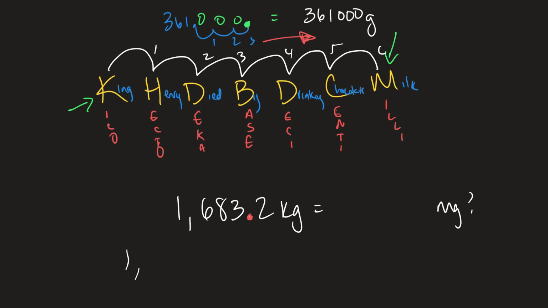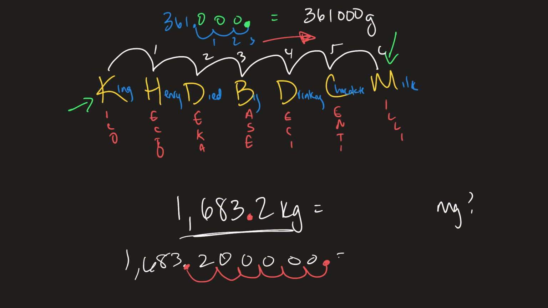It says 1,683.2 here. And I'm going to move it 6 times to the right. 1, 2, 3, 4, 5, 6. And here's my new decimal place. And I'm going to add all these zeros here. So that means that 1,683.2 kilograms is 1,683,200,000 milligrams. So that way, okay, cool. So it's that many milligrams, all right? So it's a pretty big number.